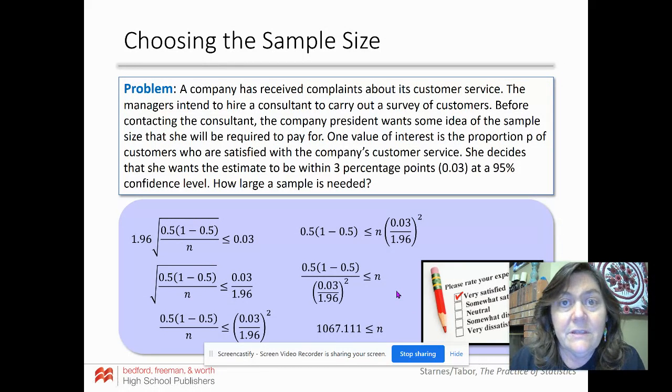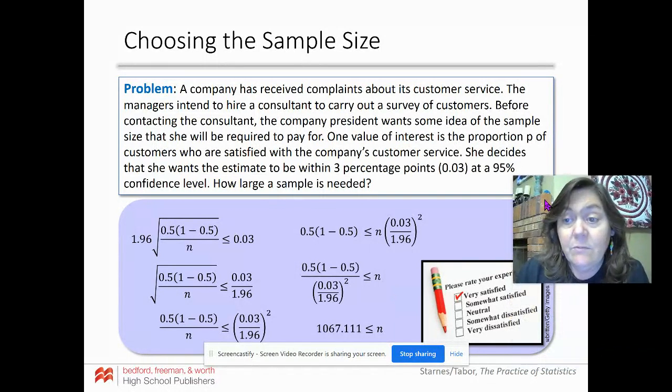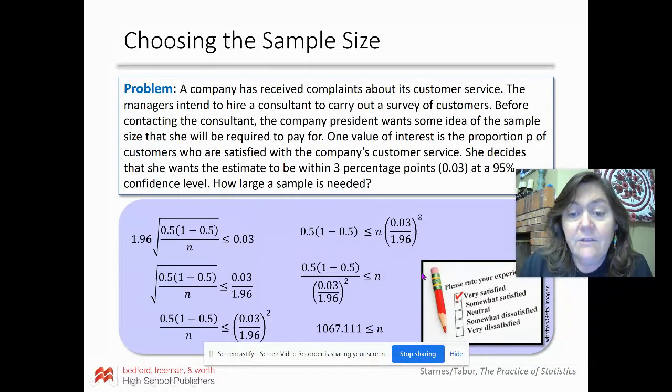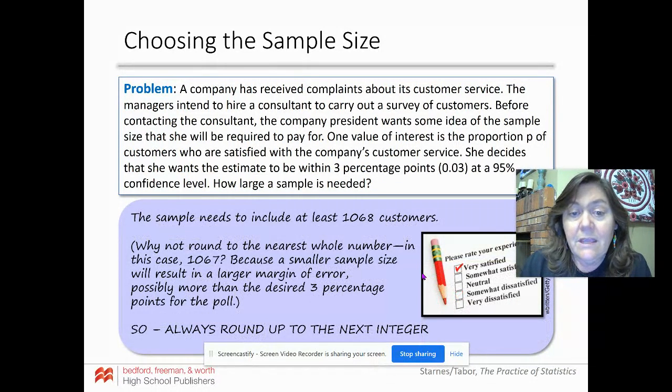Now pay attention to this part. This number is a decimal, so obviously you're not going to sample portions of things or items, but we do not round down. Remember, we're wanting to be conservative, the most conservative possible. And so what we're going to do here is we're going to take 1068.